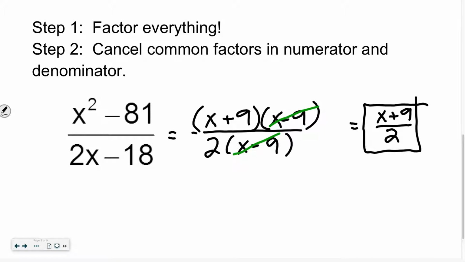Is it possible for nothing to cancel when you factor everything? Yeah, then that would just mean it was already in its simplest form. That happens to us sometimes with fractions. And then, is it possible for everything to cancel? Yeah. What would be left over if everything canceled? It would be equal to 1. So it wouldn't be equal to 0, it would be equal to 1. Because like something divided by itself is 1.